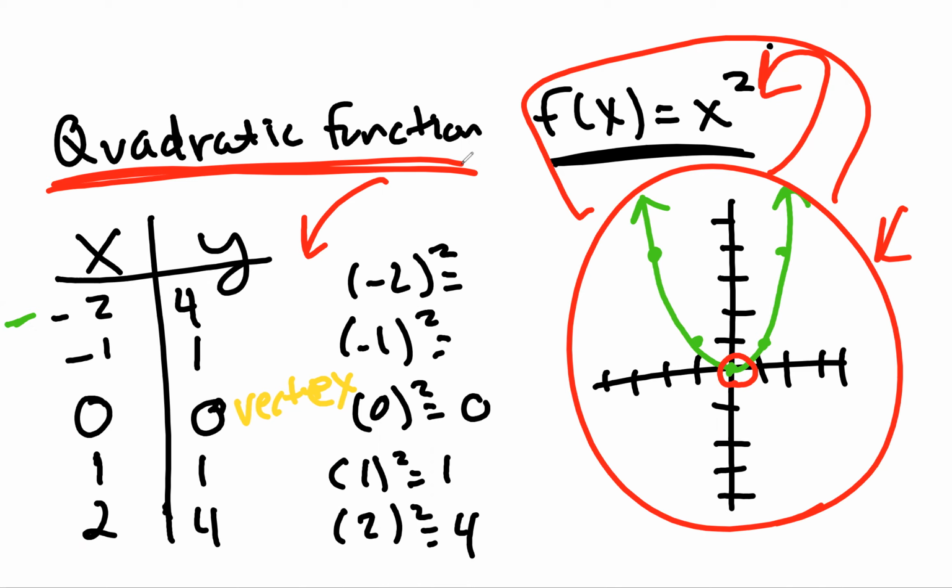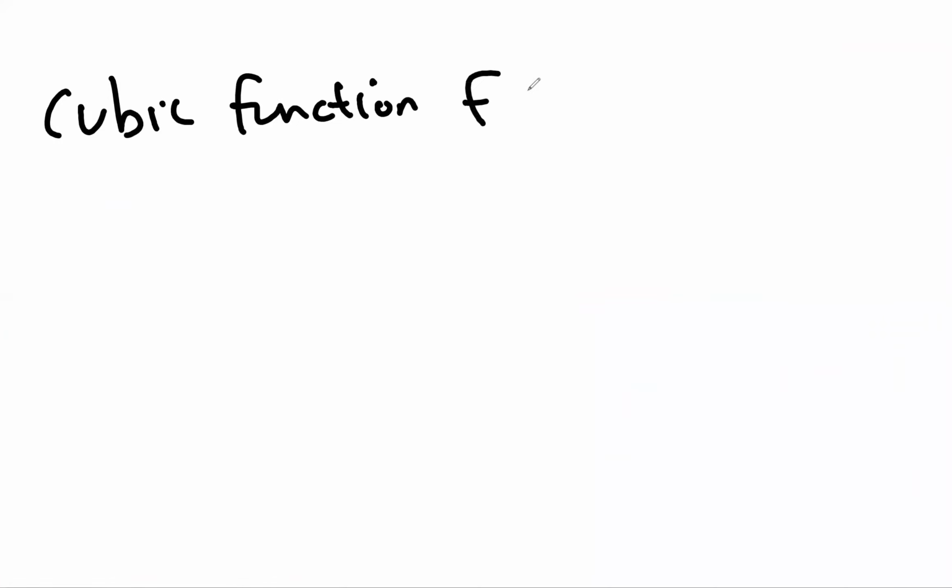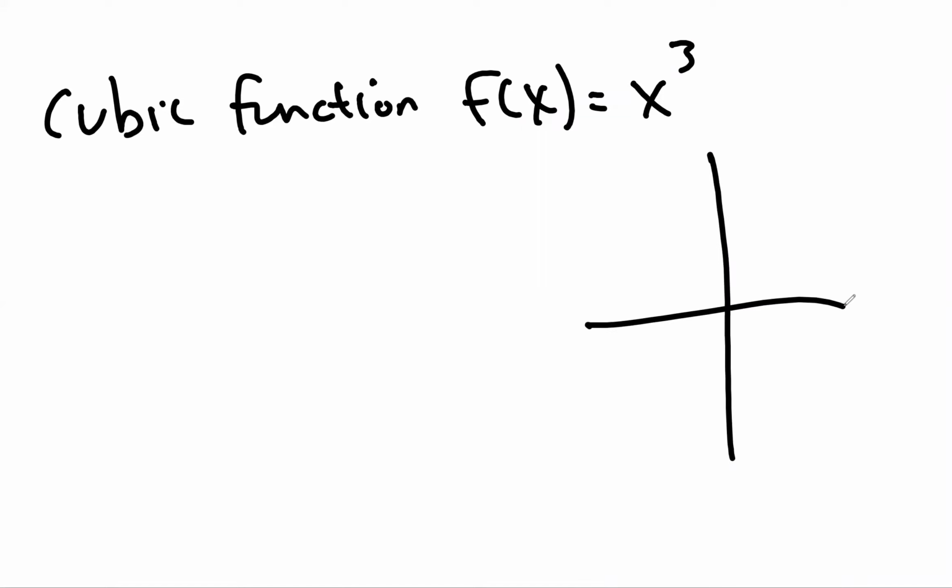Okay, so then let's take a look at the second parent function that we're going to have to be familiar with. So the second one is what we call the cubic function. And that's going to be written as f of x equals x to the 3rd power. And again, what we want to do eventually is we want to get this thing on a graph. Well, I don't really know what that looks like. We have never done this before.